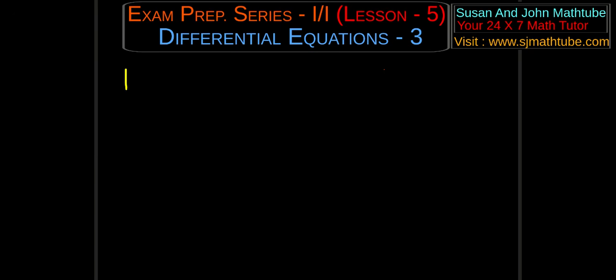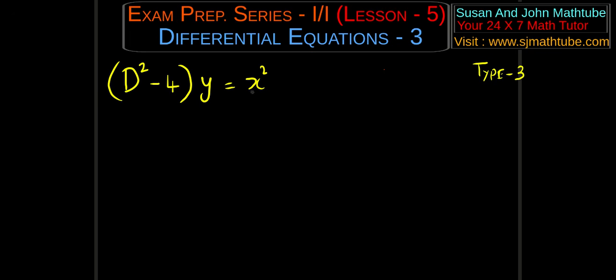Solve the differential equation D square minus 4 of y is equal to x square. So look at this. This is clearly type number 3. So type number 3 means the right side will be a polynomial. And here we have a polynomial of degree 2, a quadratic. Okay, so what we do first is the same process, auxiliary equation, and use a calculator and solve the equation. We get m equal to 2, minus 2.